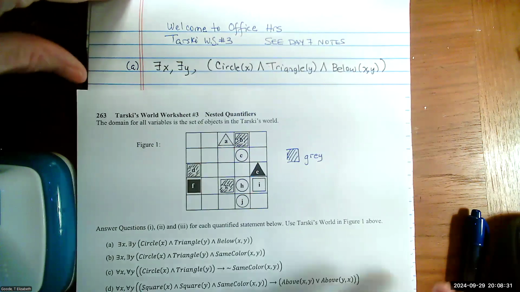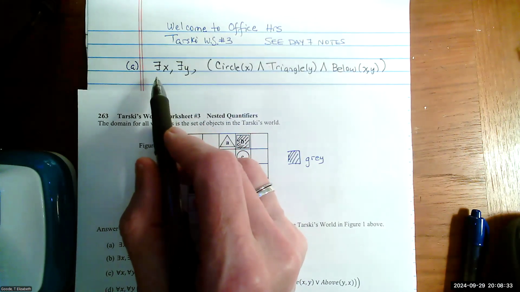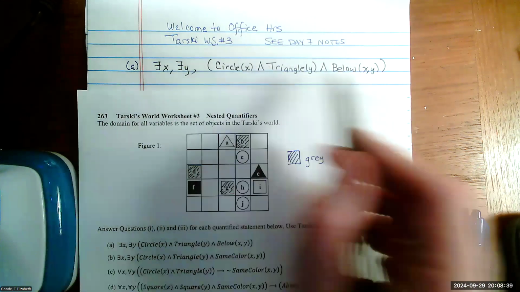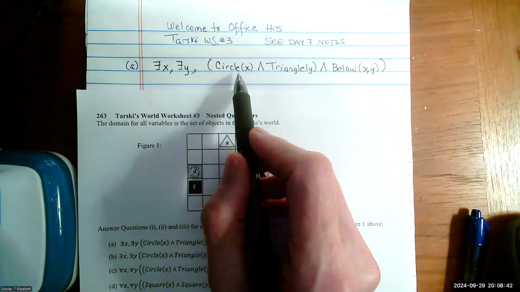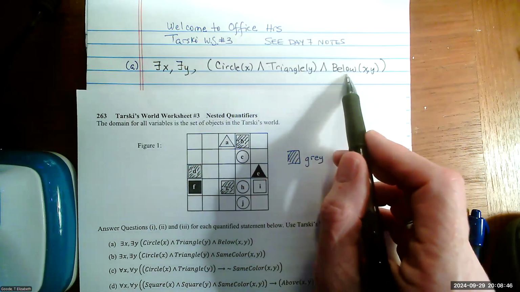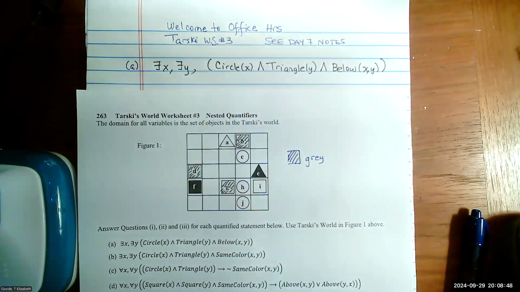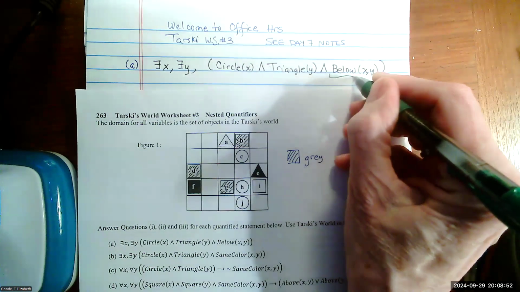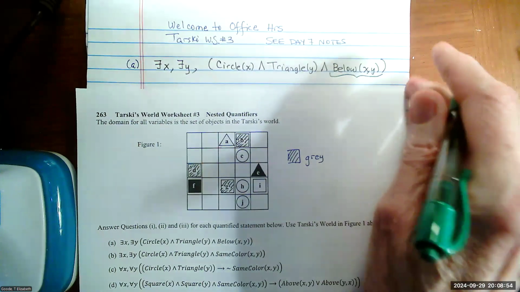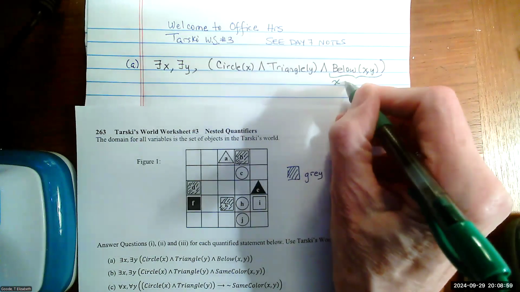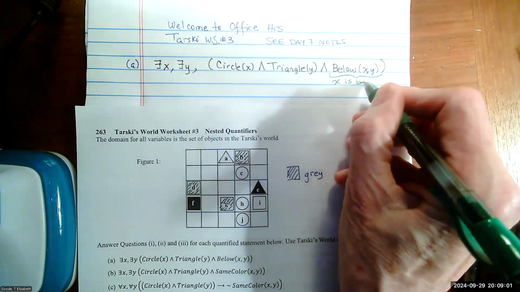All right. So it means that there is some object X and that there is some object Y, and the predicate is, the property is, X has to be a circle and Y has to be a triangle, and below XY. So the first thing we need to understand is what below XY means. We discussed this, of course, the day before we even really dug into Tarski. This means X is below Y.